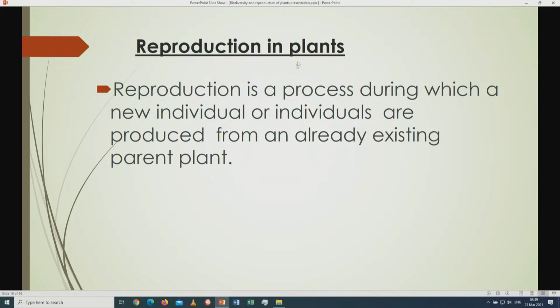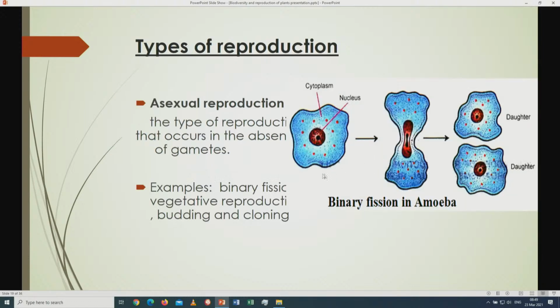Coming to reproduction in plants. What is reproduction? Reproduction is a process during which a new individual or individuals are produced from an already existing parent plant. Types of reproduction. We have asexual reproduction and sexual reproduction. I'll start first with asexual reproduction. This is a type of reproduction that occurs in the absence of gametes. Examples are binary fission, vegetative reproduction, budding, and cloning, to mention just a few.